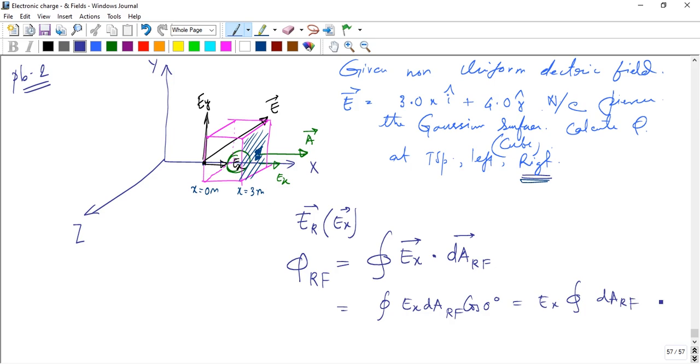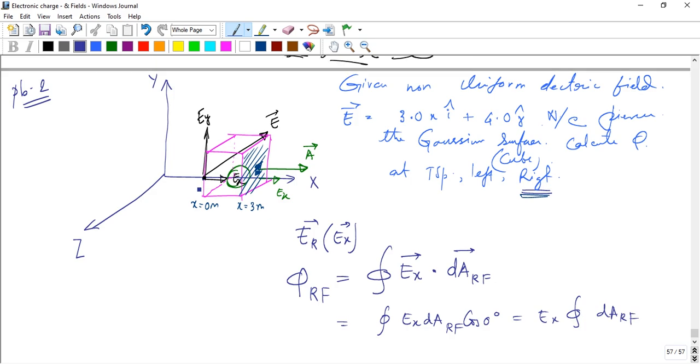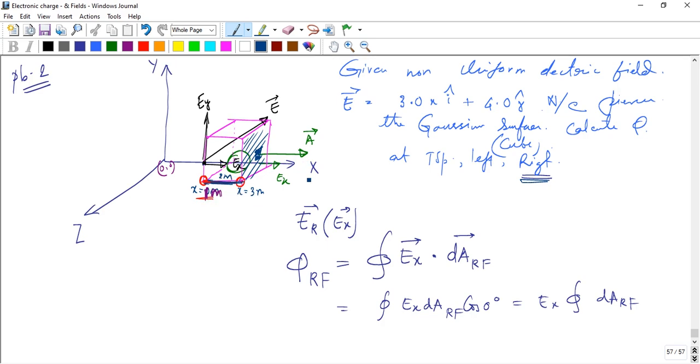Here another point is given. See the diagram very carefully. That is a cubical box, and the starting point is x equal to 1 meter and the ending is x equal to 3 meter. So the length of the cube is 3 minus 1, that is 2 meter.